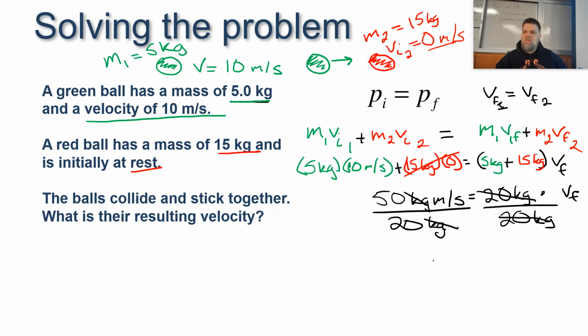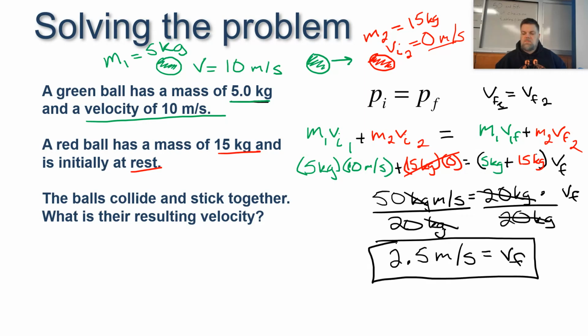Does anybody know off the top of their head what 50 divided by 20 is? Isn't that 2.5? 2.5 meters per second is equal to my final velocity. Okay. So what's nice about the inelastic collisions when they stick together, and again, remember when we say stick is the same as inelastic, right?